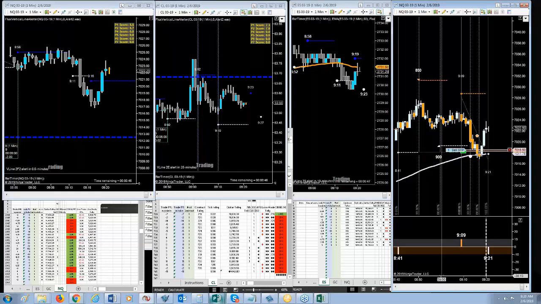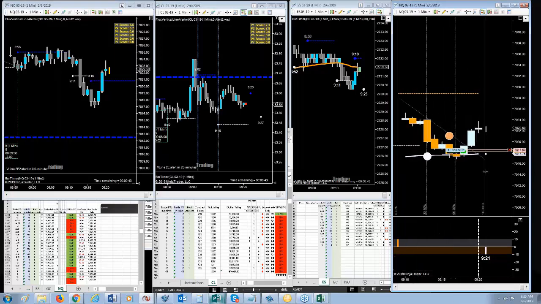Move my stop to break even on the NQ. 921 signal.